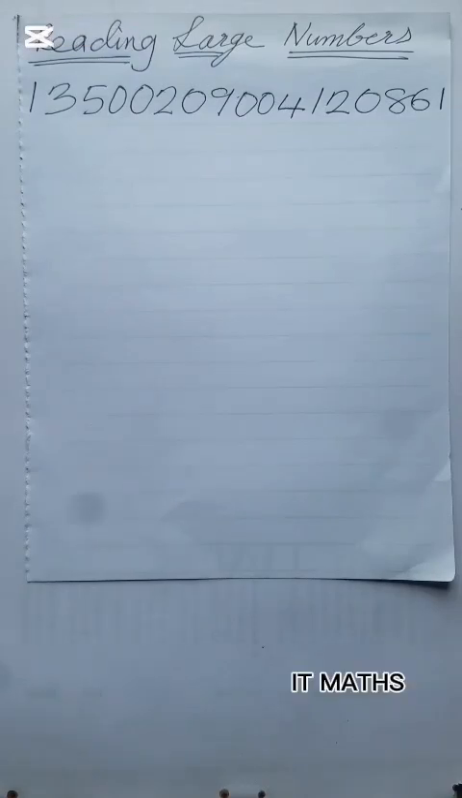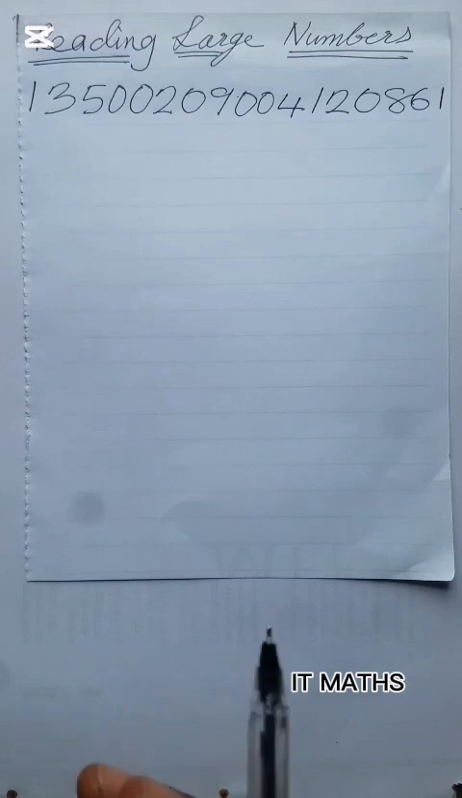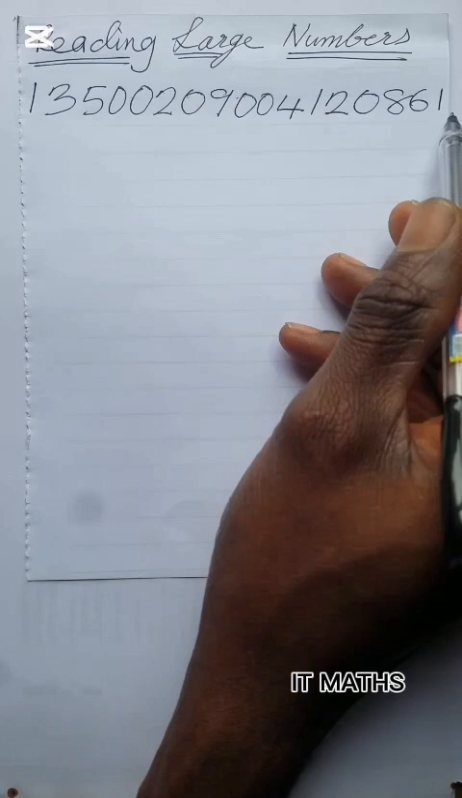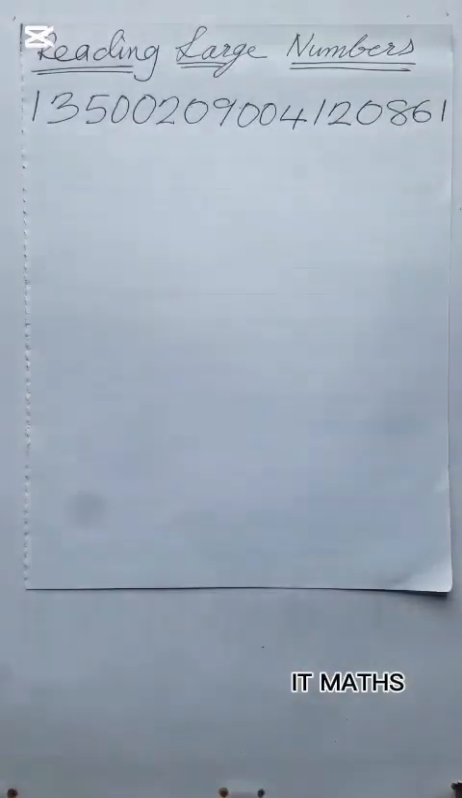In this video I'll be showing you how to read large numbers. How do you read a number when it is this large, like the one you have on your screen? 1350020090041208861. How do you read it? If you already know how to read a number as small as 861, then you shouldn't have any problem reading this number on the screen.